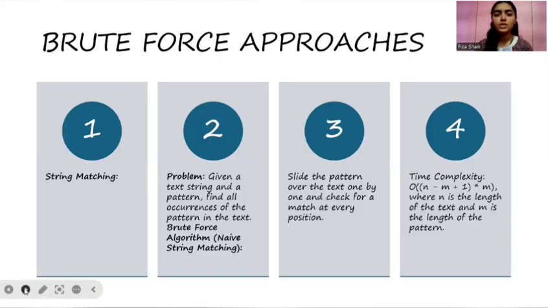Brute force approaches. The first one is string matching. Problem is, given a text string and a pattern, find all occurrences of the pattern in the text. Solution for it is sliding the pattern over the text one by one and check for a match at every position. Time complexity is given, where n is the length of the text and m is the length of the pattern.